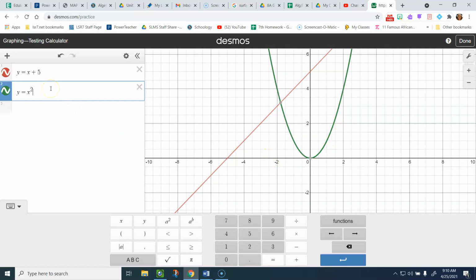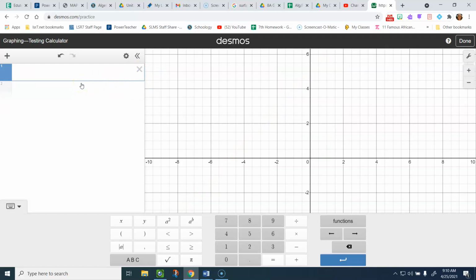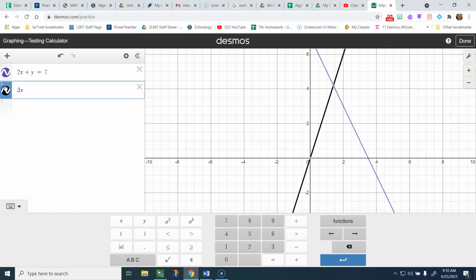Now, the other thing you can do is, let's say that I am doing systems of equations. I can actually type in 2 systems of equations, 2x plus y equals 7. There's 1. And then I type in my second equation of 3x. Oops, hold on. Y, oh no, it doesn't really matter. 3x plus y equals 1.